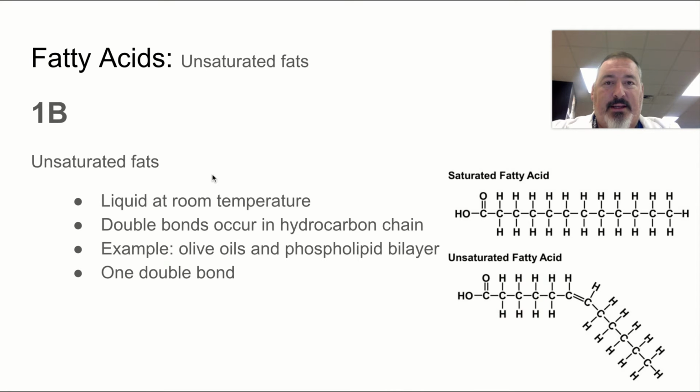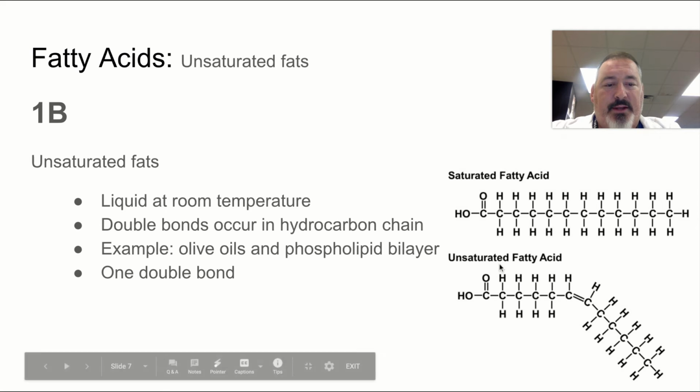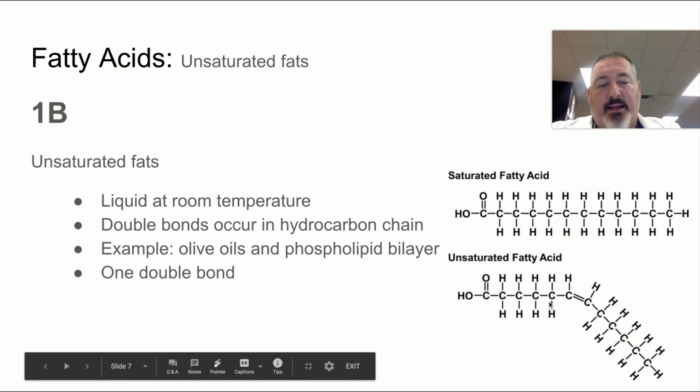Unsaturated fats. Unsaturated fats are going to be liquid at room temperature. Notice that this is a saturated fat. Notice this is unsaturated. Notice why it's unsaturated. It's going to have a double bond right there. Anything that has a double bond doesn't have a hydrogen here or here because it doesn't need to. However, because of this kink in this line, it's going to be a liquid at room temperature.